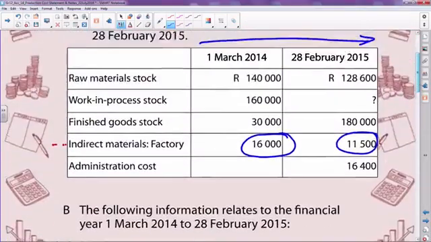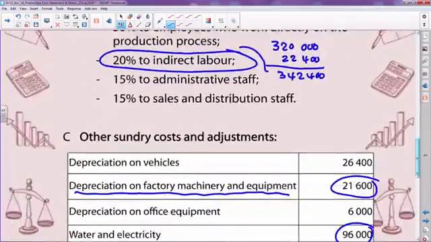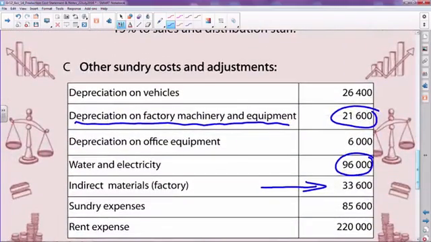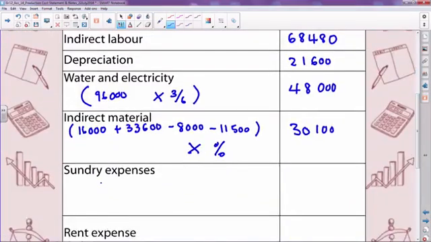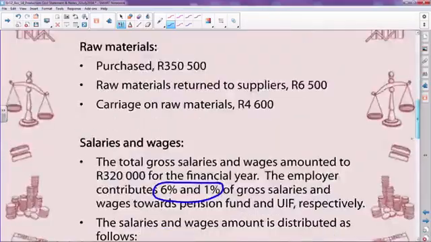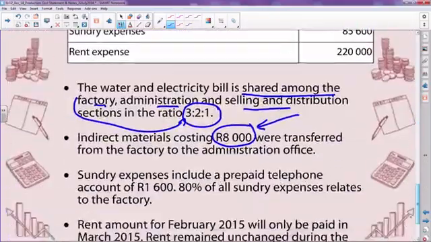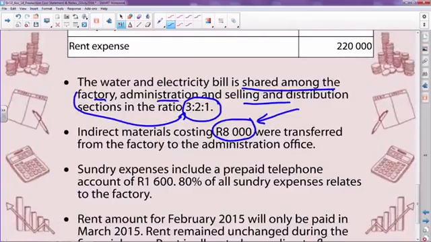Our sundry expenses amount was 85,600. So immediately we say 85,600 for sundry expenses. And do we have further information regarding sundry expenses? Let's see. Right, sundry expenses include a prepaid telephone account of 1,600. Okay, so if it includes a prepaid expense, we must remove it from there.